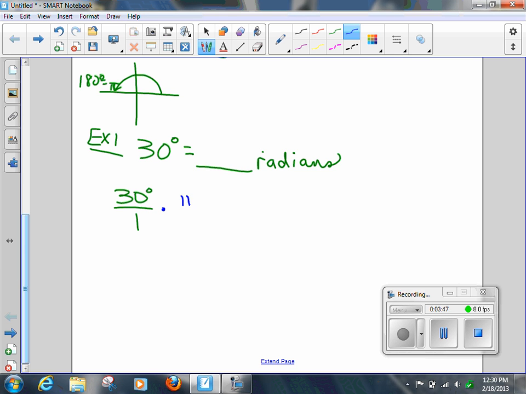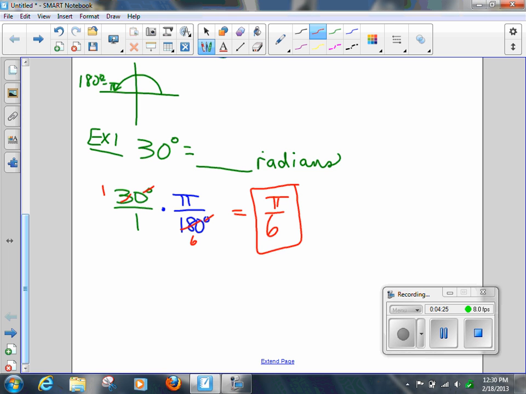Pi over 180. And I want you to notice something. Look what's on the diagonal. Our degrees, that's on the diagonal, right? So now we're able to cancel those out. And now we're in terms of radians. And can I also cross-cancel the 30 and the 180? Yeah, 30 goes into 30 one time, 30 goes into 180 6 times. And when you multiply straight across, it gives us pi over 6, which we already knew was our answer, correct? We already knew that. But mathematically, that's how we come up with this.